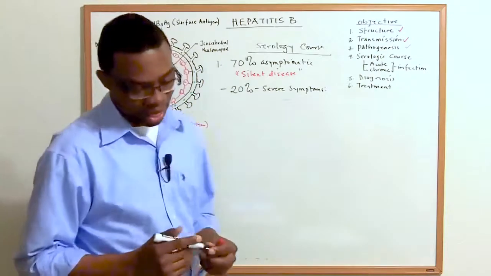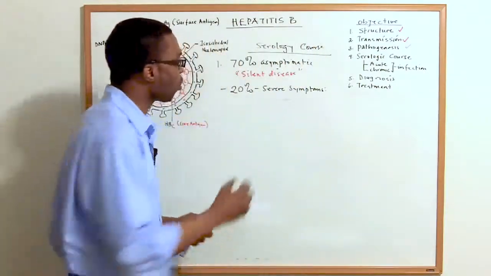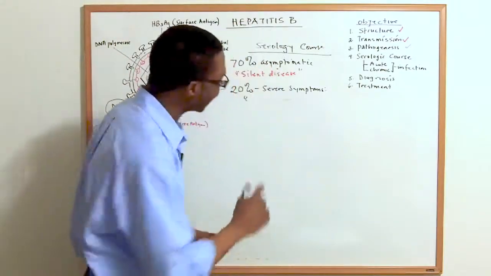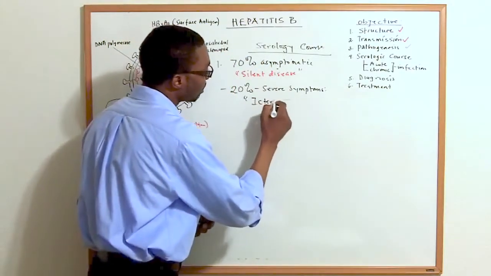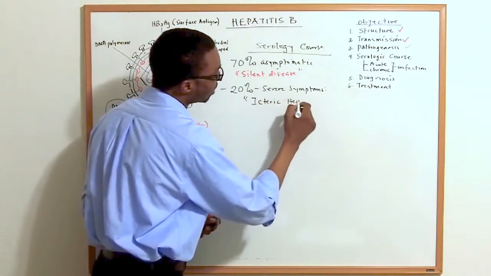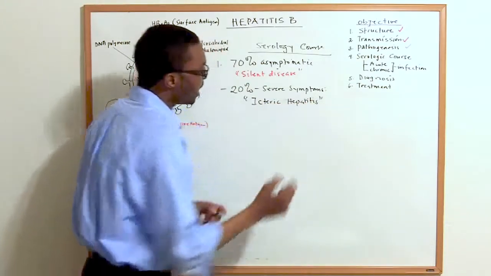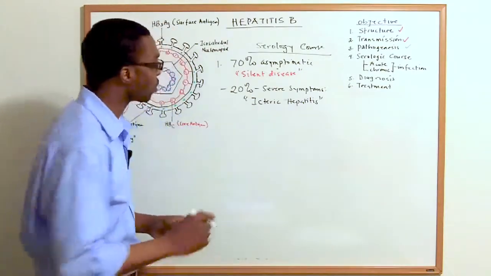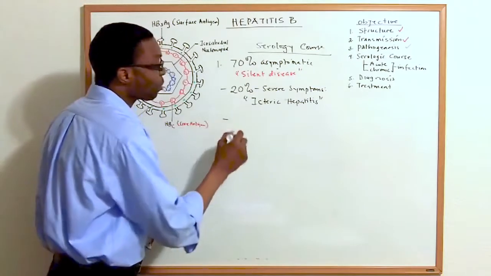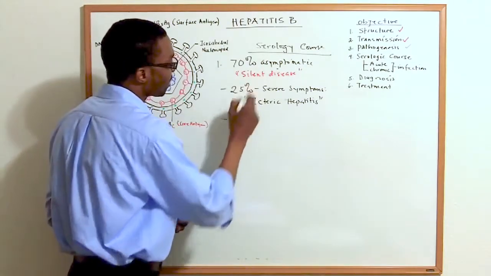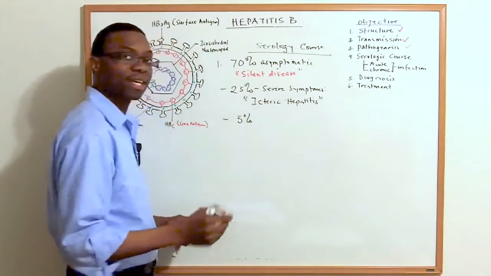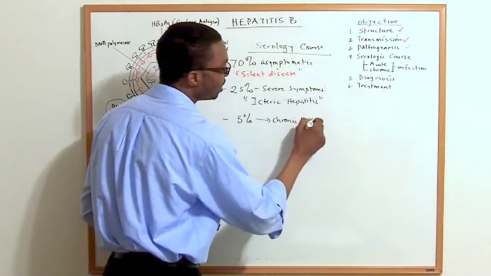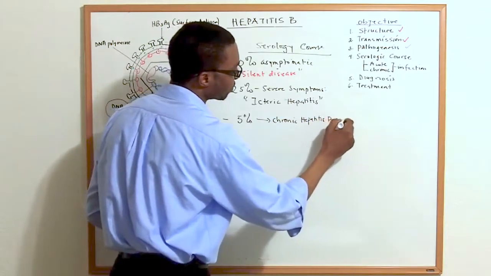They can develop symptoms. And what kind of symptoms are we talking about? Well, we call this kind of symptom an icteric hepatitis. Icterus from the word yellow, jaundice, hepatitis. And I'm going to talk about that also. But there's another population of people, 5% of patients, who can go on to become chronic hepatitis B carriers.